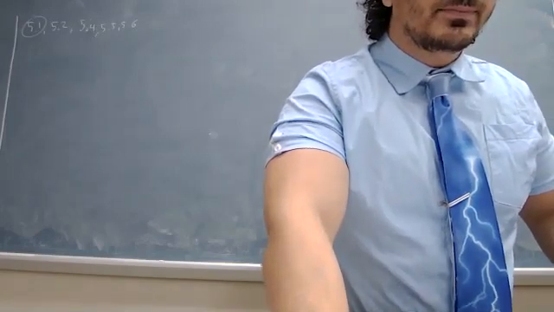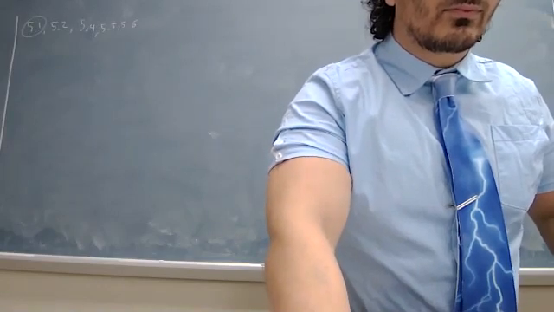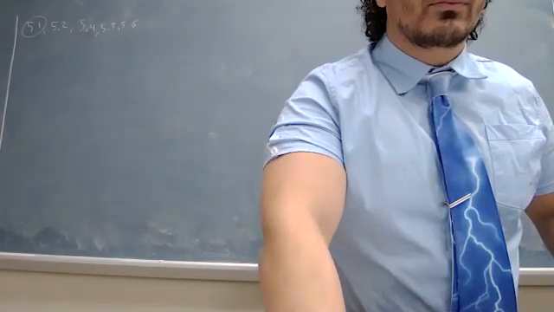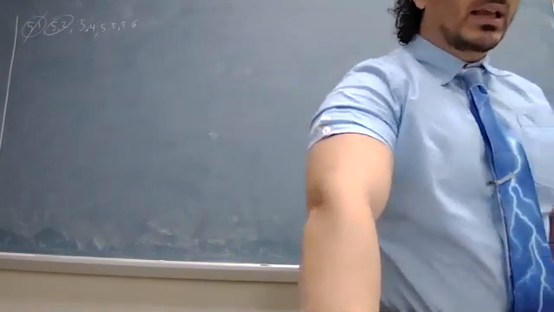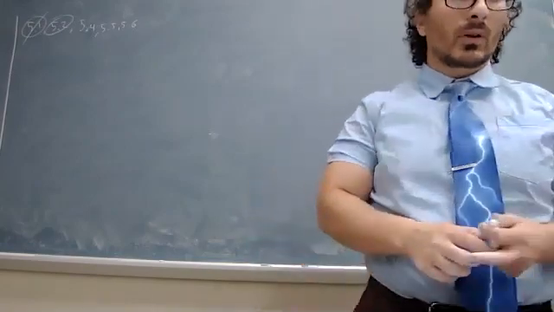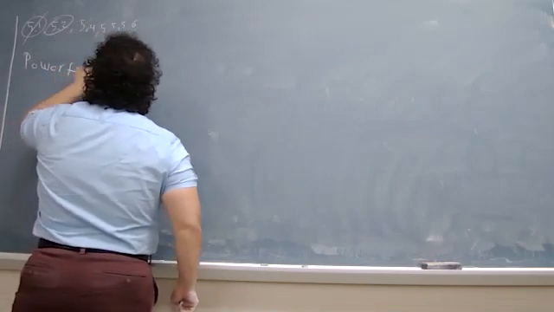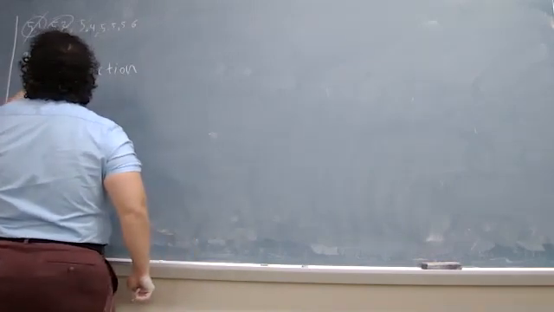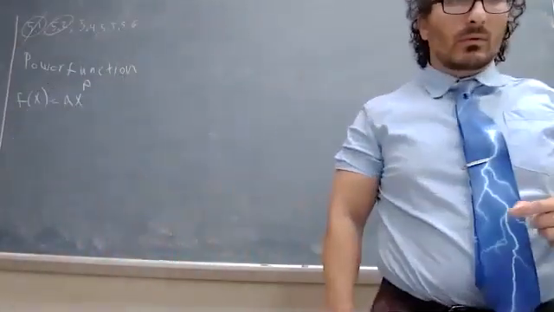Moving on to the next section, (5.2), power functions and polynomial functions. So here's what a power function is. It's a function f of x equal to some a x raised to some power p, where a is a constant.